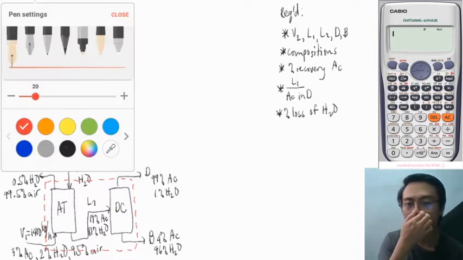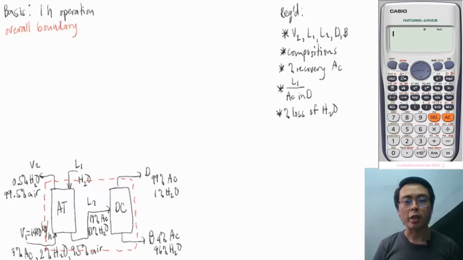Now, whenever you are performing balances on a boundary, you have to take note of which streams are going in and going out of the boundary. The streams that are not crossing the boundary should not be included in the equation. For example, stream L2, the liquid effluent of the absorption tower, does not originate from outside of the boundary. It also does not cross the boundary. So it's not included in our solution.